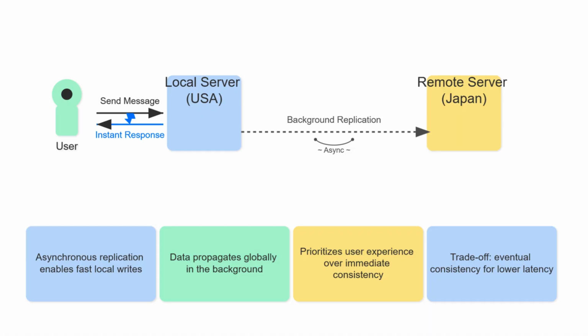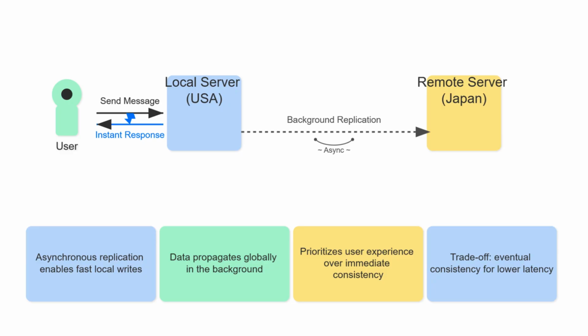Let's kick things off with asynchronous replication, a fundamental pattern for global systems. Imagine sending a WhatsApp message across the world. You get an instant sent confirmation, right? That's asynchronous replication in action. The core idea is that asynchronous replication enables fast local writes. When a user performs an action, like posting a tweet from California, their local region immediately accepts that write and responds quickly, giving them instant feedback.